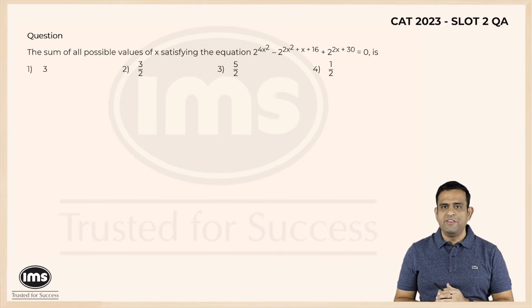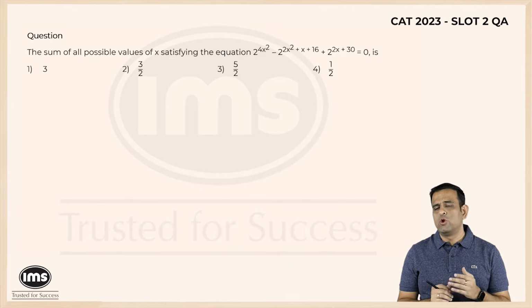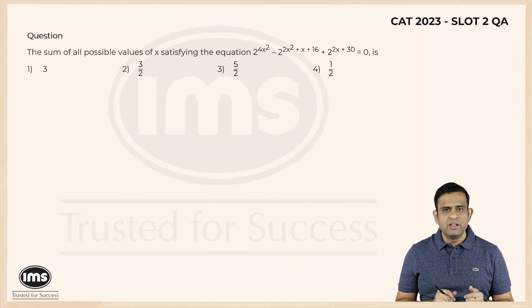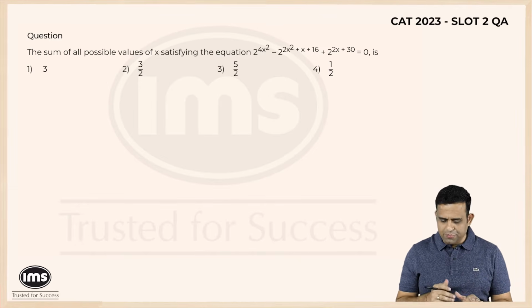Again, not a very straightforward problem in this particular case, and again we can have two sorts of methods. One could be a proper conventional one. At the same time, we can think of some sort of logic to arrive at the answer. So let's look at what is going to be the logic.